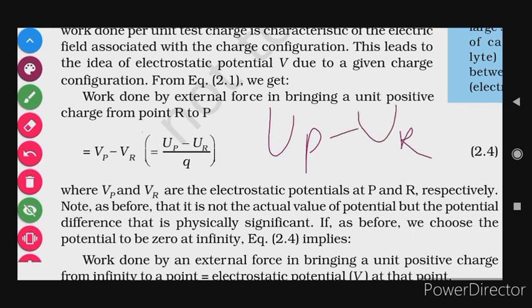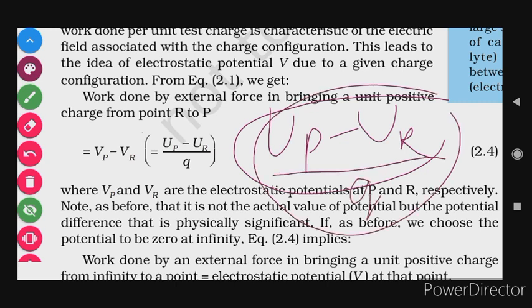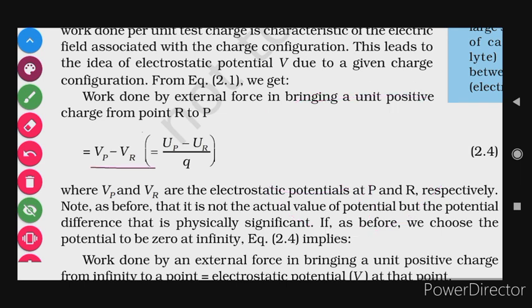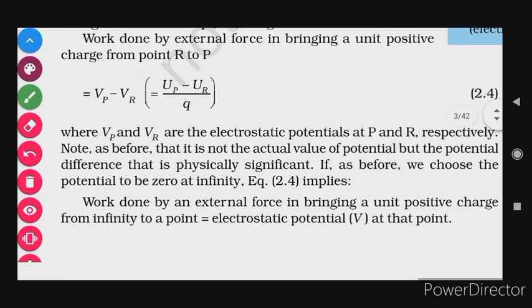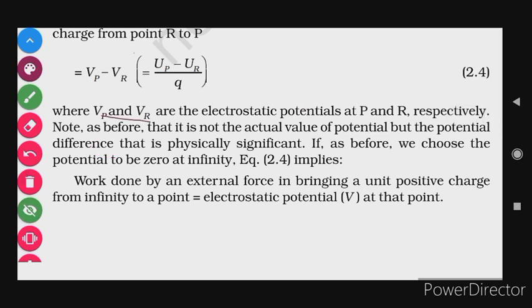This is exactly the work we did in moving a charge from R to P, and dividing it by the magnitude of the charge will give the potential difference between the 2 points. Dividing this work done by the magnitude of charge will give me the potential difference. So this is Vp minus Vr for a unit charge, where Vp and Vr are the electric potentials at P and R respectively. We are just dividing the work done by the charge, so we are getting the potential difference, okay.